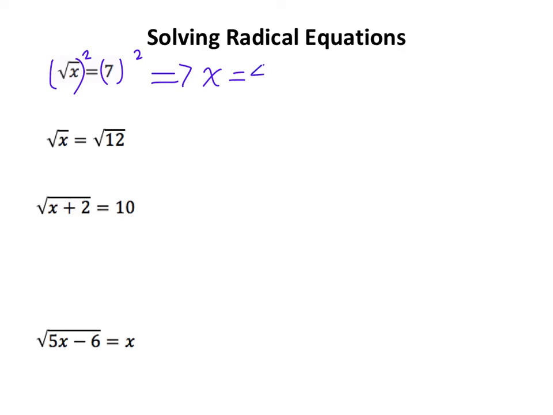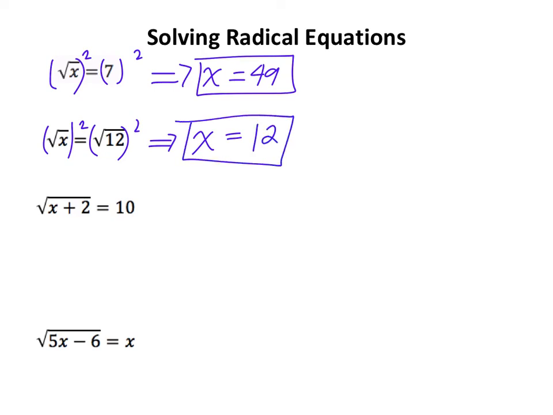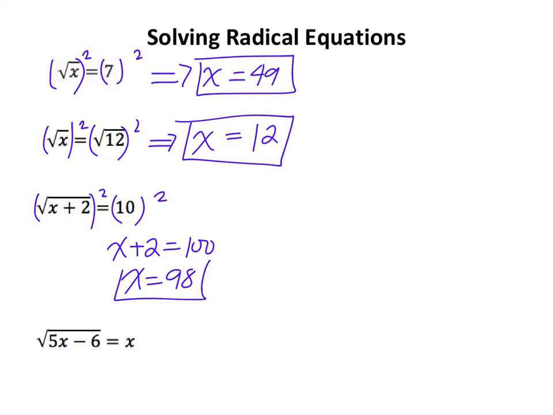Equals to 49. Okay, this one will actually square both sides again. This gives us x is equal to square root and square cancel each other out, so we have 12. For this one, there'll be an extra step, so we'll square each side. So we have x plus 2 is equal to 100. Now solving for x, we'll subtract 2, subtract from each side. X is equal to 98.